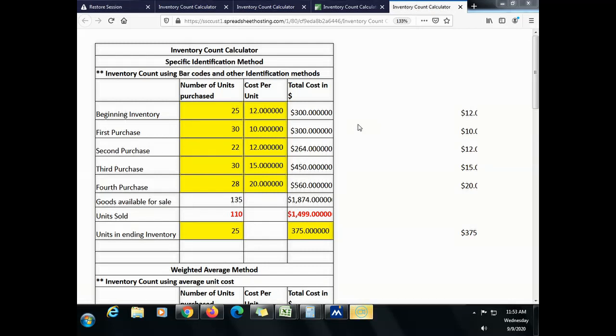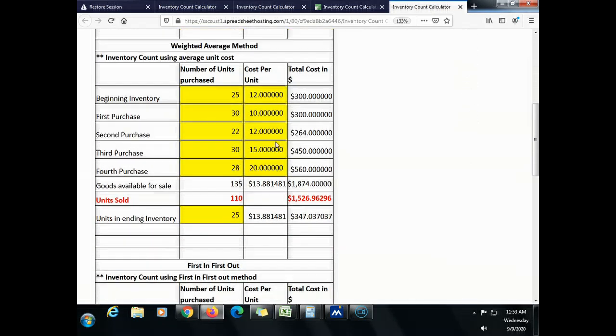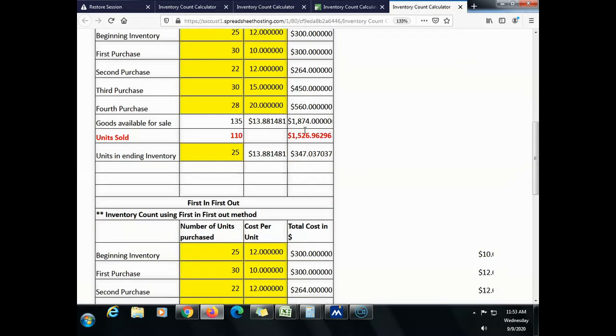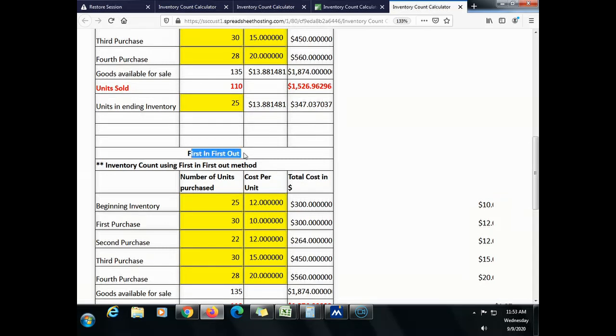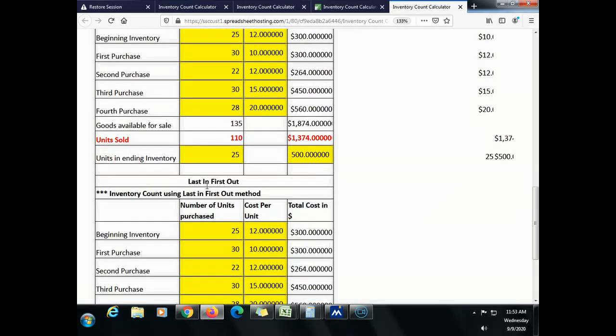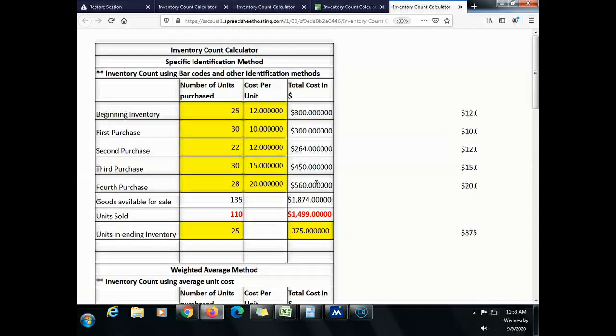Alright, so in this video we're going to be using our inventory count calculator. For this calculator we'll be using different methods. One of those methods is specific identification. Next you have weighted average. Then you have first in, first out. And finally you have last in, first out.